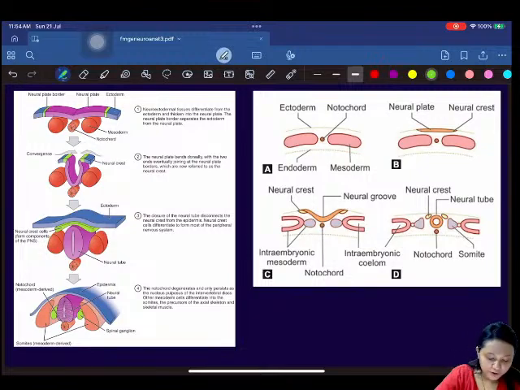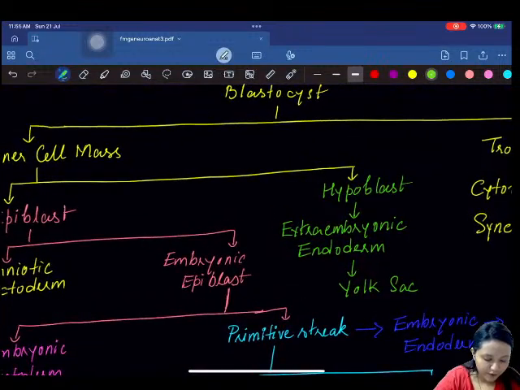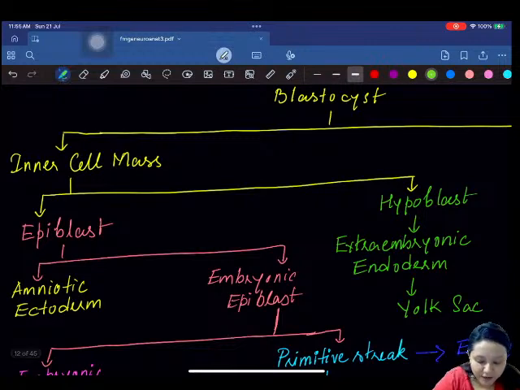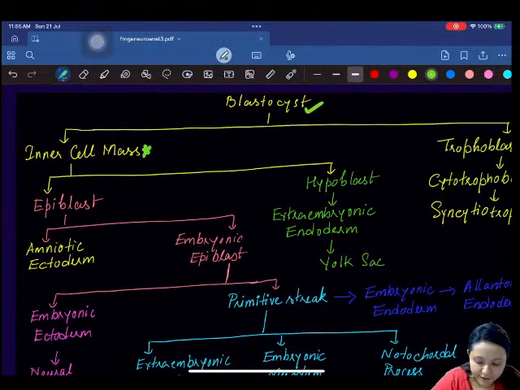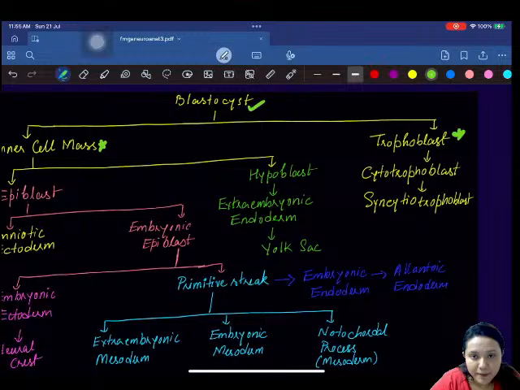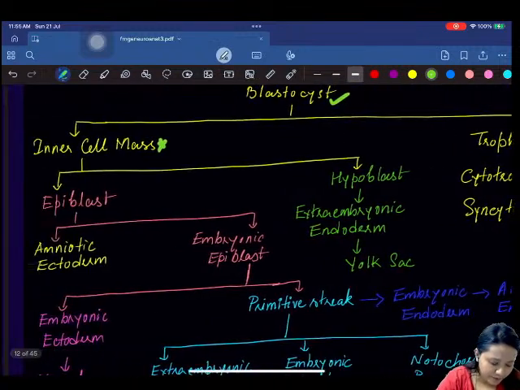Before going to the neural tube, let us see the fate of the notochord, from where it is arising. You can see that you have the blastocyst first. Now it is going to divide into the inner cell mass and the trophoblast. Now the trophoblast is dividing again into the outer layer, the cytotrophoblast, and the inner syncytiotrophoblast. Till this much it is clear. Let us go to the inner cell mass.